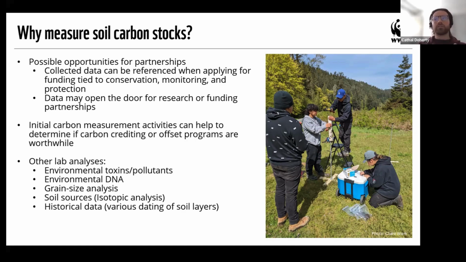And lastly, I'll just mention that the techniques that we're going to go through in this webinar are fairly robust and can be directly used to measure other facets of an ecosystem. Just to name a few, you can use these samples to measure environmental toxins and pollutants. You can look into environmental DNA. You can do a grain size analysis. You could also look at the different isotopes and the radioisotopes in the soils, and you can do some cool dating techniques. Now, these won't be directly covered in this webinar, but just know that the actual methods are the same if you're going to want to look more into those.